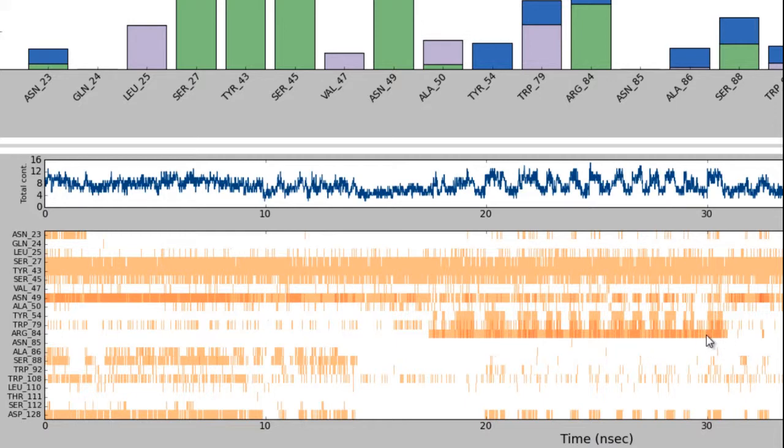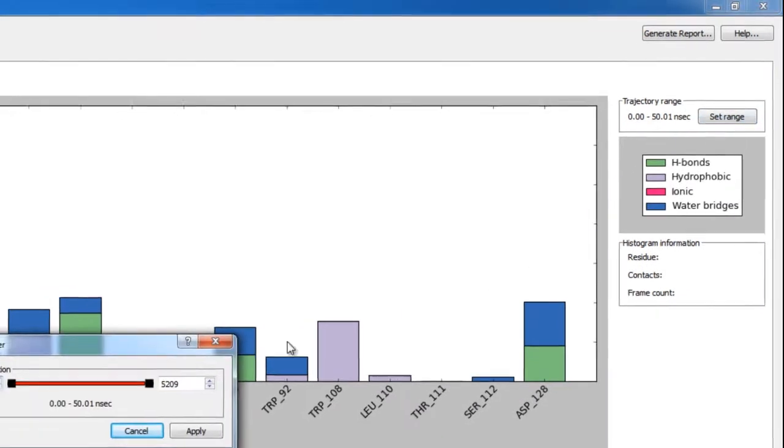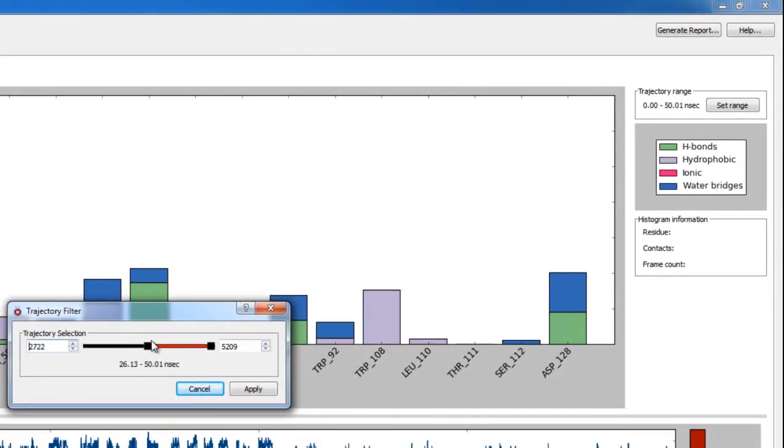Now the last thing to note on this panel is that you can select the trajectory range. So for example, perhaps you're only interested in the last 20 nanoseconds of the simulation, or during the period where the protein RMSD values stabilize.